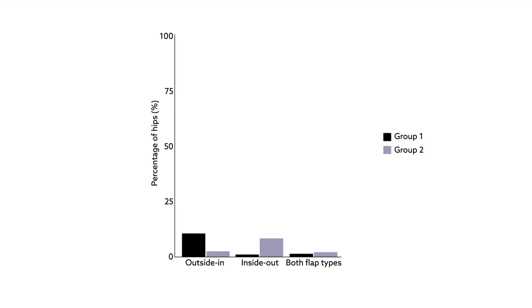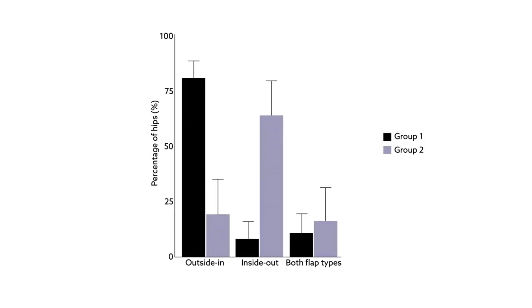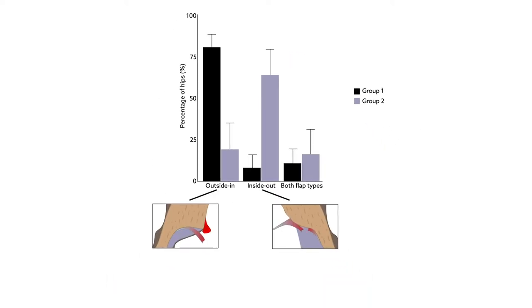Comparing the hip arthroscopy and radiographic data revealed a statistically significant relationship. 90% of the hips in group 1 exhibited an outside-in lesion, and 88% of hips in group 2 exhibited an inside-out lesion. That suggests that the type of chondral flap a patient shows can predict the dominant pathway leading to cartilage damage, either impingement or dysplasia.